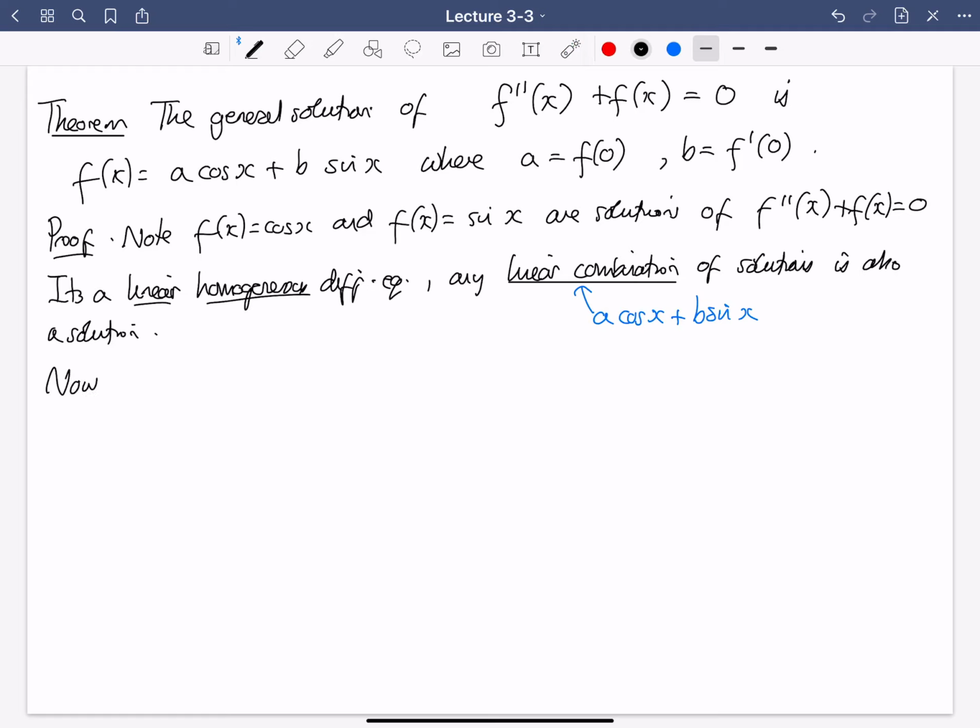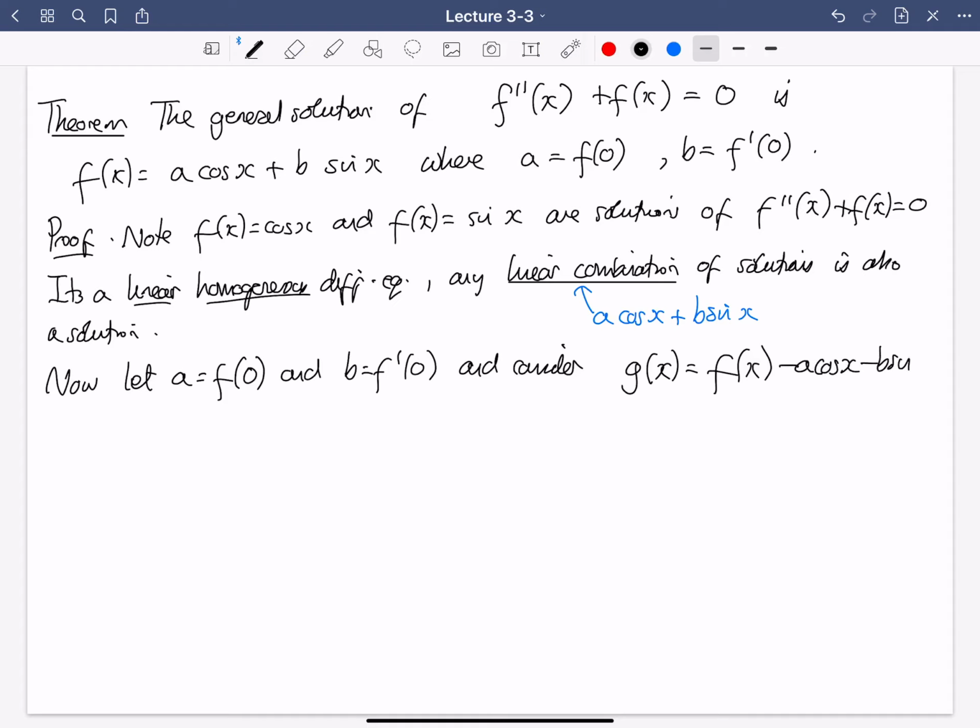Now I'm going to let a be f of 0 and b be f prime of 0. So we don't know what f of x is, but it's a solution of this differential equation, and I'm going to take the constant a to be what f is at 0 and the constant b to be what f prime is at 0. And I'm going to consider something I'll call g of x, which is f of x, that unknown solution of this equation, minus a cos x minus b sin x.